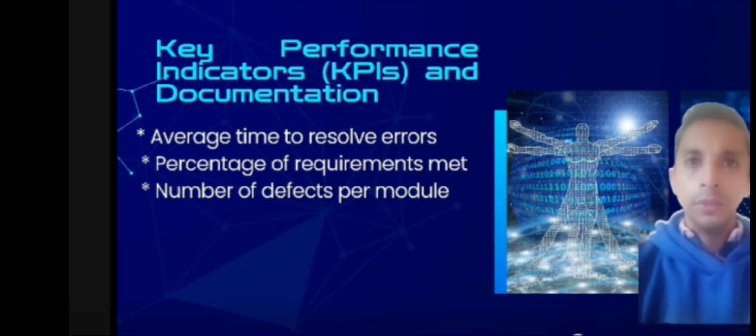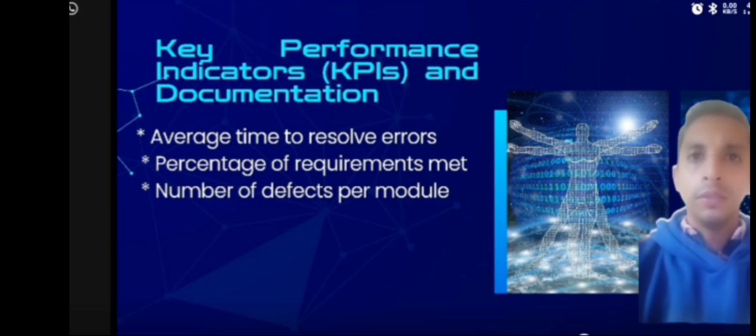Some commonly used KPIs in software development include average error resolution time. This measures how long it takes on average to fix bugs after they are reported. A shorter time usually reflects better efficiency and responsiveness from the development team.